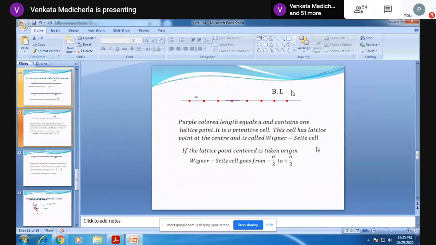You can define it in two dimensions, three dimensions, everything, but basically it is like this. If you take the lattice point at the center of that purple line as origin, then the Wigner-Seitz cell extends from minus a by 2 to plus a by 2. I am telling this because the Wigner-Seitz cell is not that much used in the Bravais lattice, but the analogue is the Brillouin zone, which is very important in reciprocal lattice space. The Brillouin zone is nothing but the Wigner-Seitz cell in reciprocal space. So let us look at that.